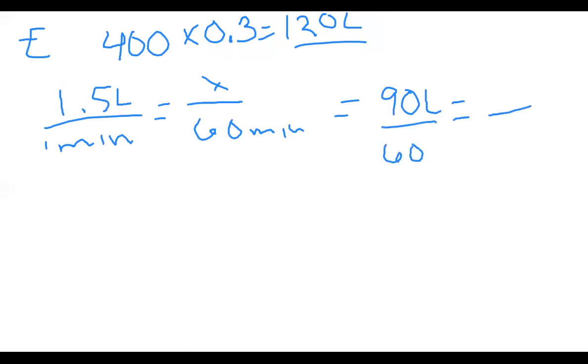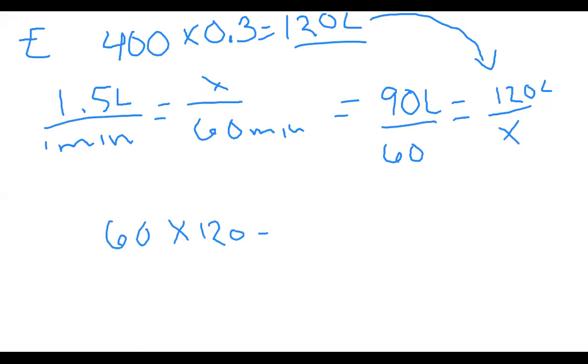Again, you can just drag this number down. So the 120 is going to go on this side, 120 liters. And then we need to figure out X in time. Now we do cross multiplication and divide. 60 times 120 divided by 90 equals 80 minutes, or 1 hour and 20 minutes.